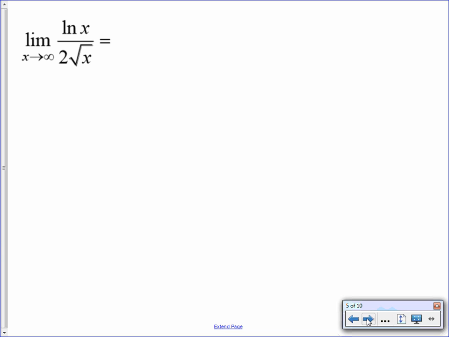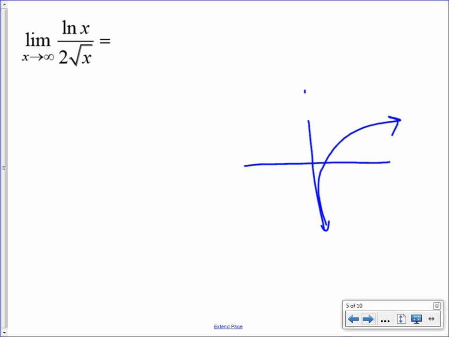Okay. What's the natural log of infinity? Probably infinity. Well, let's think about the graph. What does the graph look like? Looks like that. Towards infinity, the natural log approaches infinity. What about 2 square root of x?